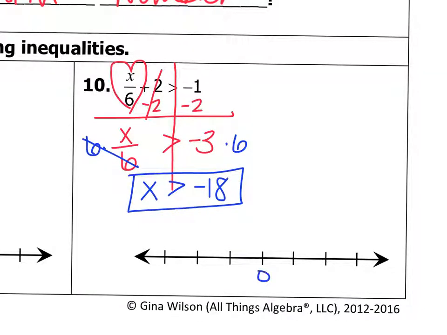So here's 0. Just put negative 18 somewhere to the left, somewhere on the negative side. It doesn't matter where it is. Open or closed? Open, and it says greater than. So match this with the arrow. Okay, questions on that? All right, turn it over.